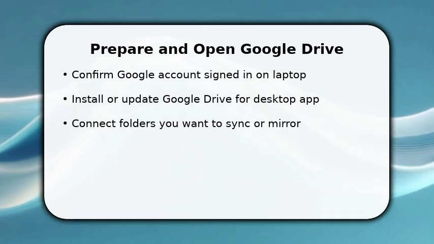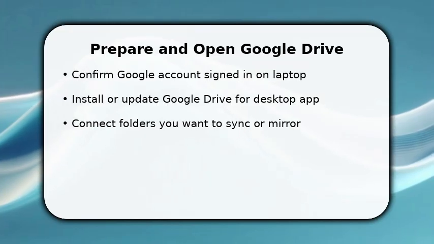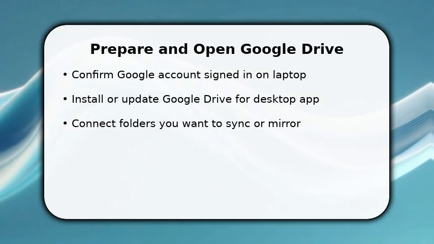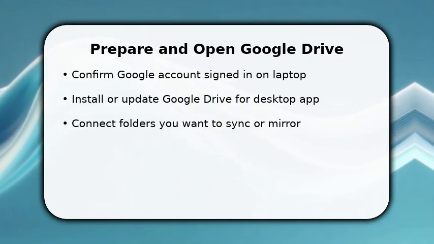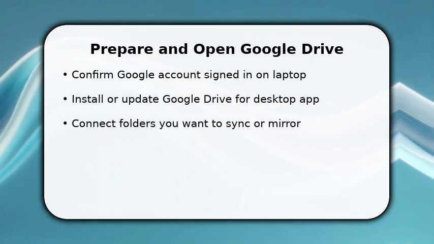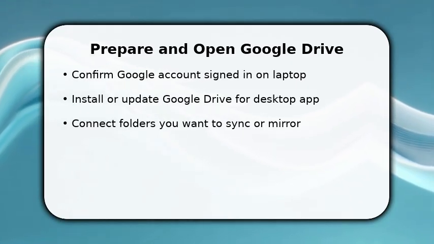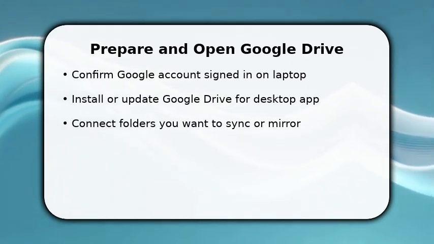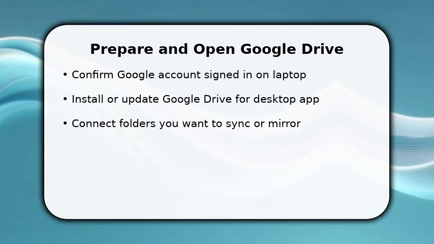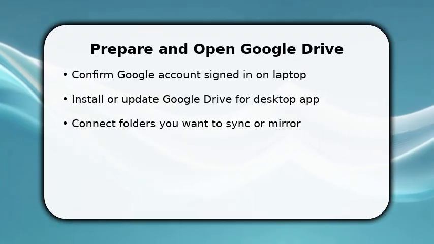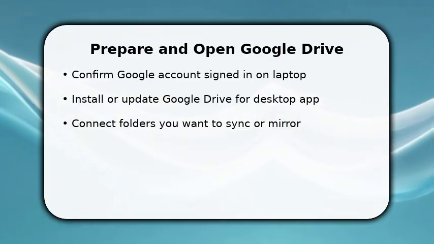You start by confirming you're signed into the correct Google account. That ensures files land in the right place. Next, open or install Google Drive for desktop and sign in when prompted so Drive can access local folders. Once done, choose whether to stream or mirror files to your laptop. Streaming saves disk space, while mirroring keeps local copies. Make sure you grant permissions for file access so the app can read and write in your selected folders.